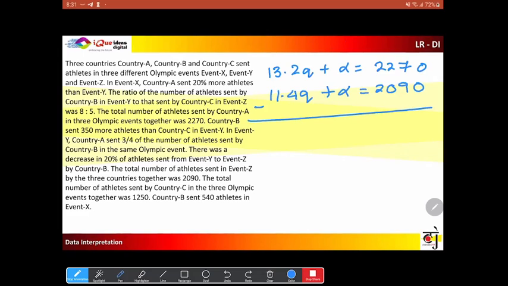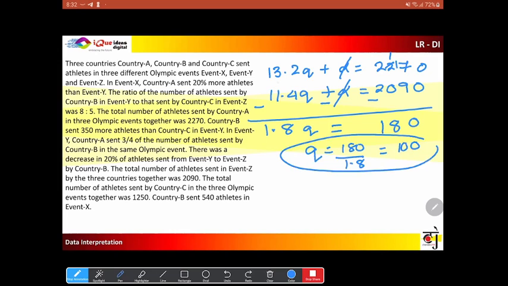Subtract all the terms of the second equation. Alpha minus alpha cancels. 13.2Q minus 11.4Q is equal to 1.8Q, and this is equal to 2270 minus 2090, which is 180. So 1.8Q is 180. Q is 180 divided by 1.8, which is equal to 100. So the value of Q is 100. Substitute it in any one equation, you will get the value of alpha. Understood, Nivan?